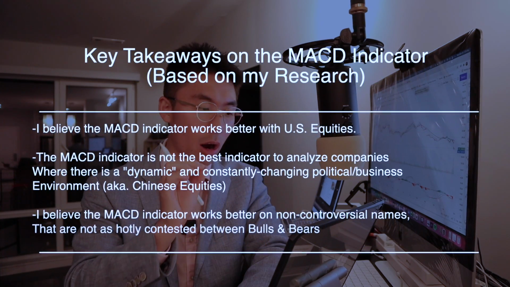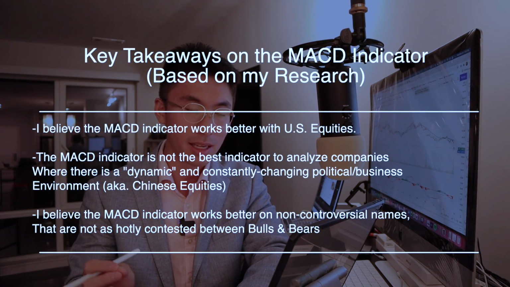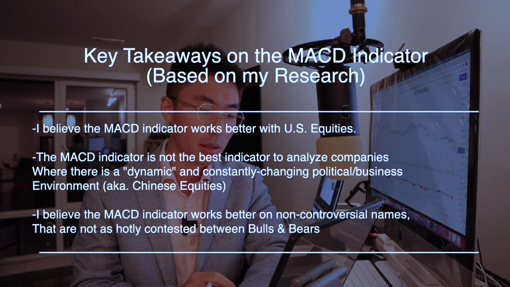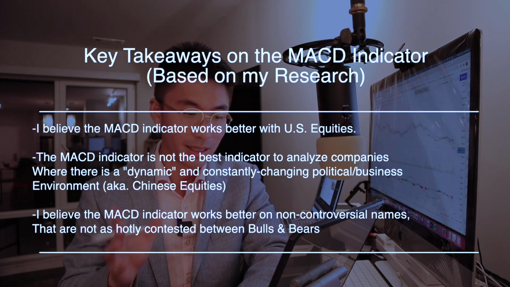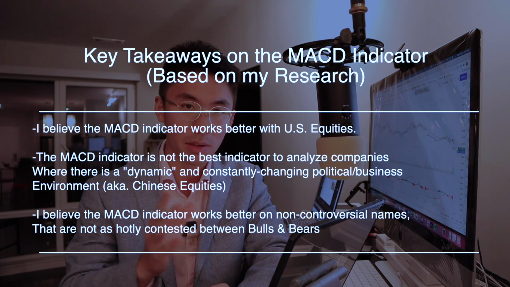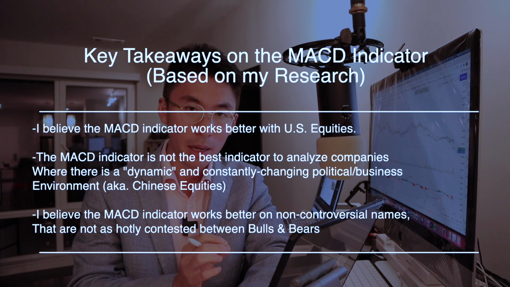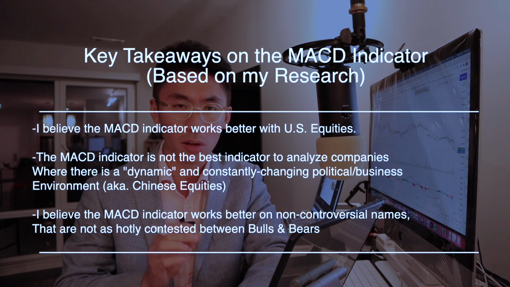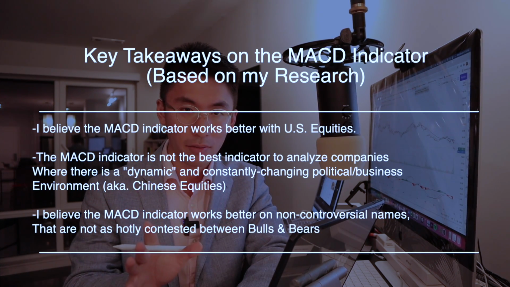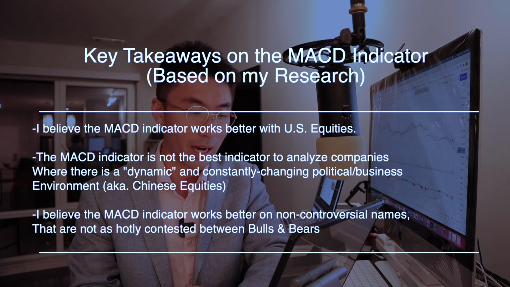Well, I want to let you know that based on my research, I think that the MACD works better on US equities where there aren't regulation surprises as much and there is a more predictable political infrastructure. Chinese equities can provide significant levels of alpha, but sometimes you need to treat these stocks as big swing trades and not necessarily buy and hold, unless your time frame is ultra long, like 3 to 5 years.